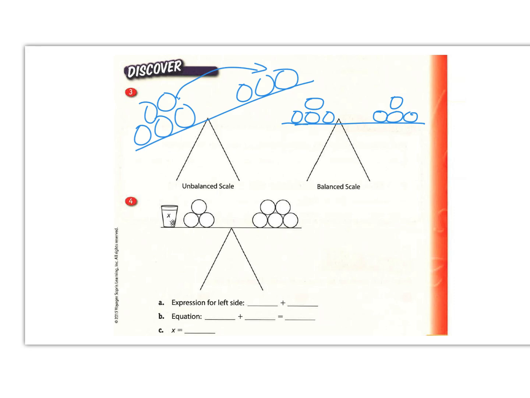Okay, now if we look at this example, this is a little bit different. They did something kind of similar. However, notice that this cup says x. We don't know its value. So we're going to say x plus 3. That's the expression for the left side. Here's x plus 1, 2, 3. Then the equation is x plus 3 equals 1, 2, 3, 4, 5.